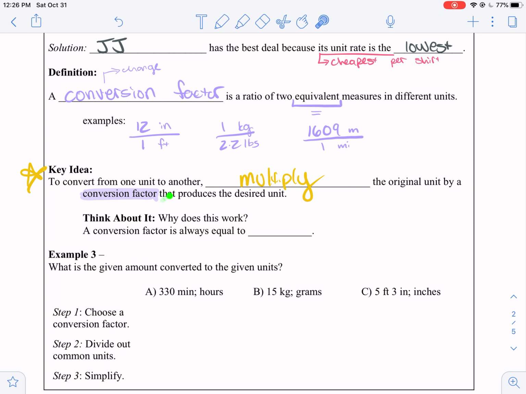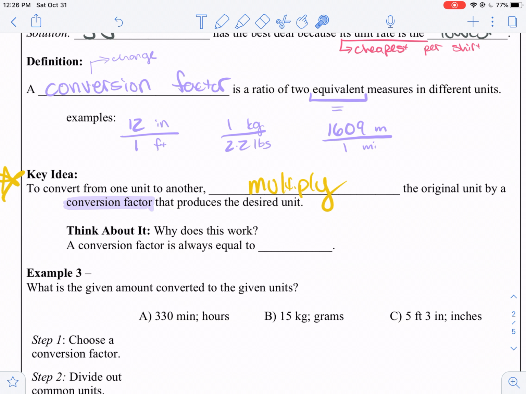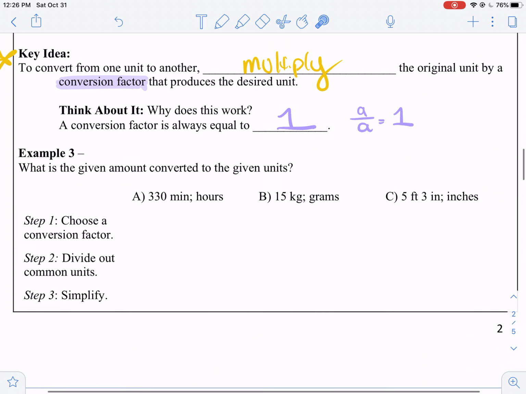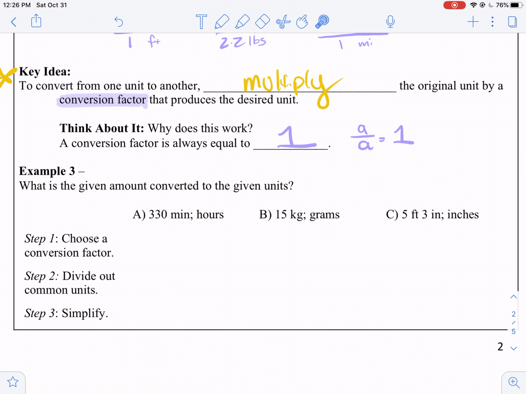Why can we use a conversion factor and then it won't mess up anything? Well, check it out. Conversion factors are equivalent measures. And when you have anything divided by itself, if you have like A divided by A, that's always equal to 1. So a conversion factor is always equal to 1, and that won't ever change anything. Okay. So let's do some conversions here.